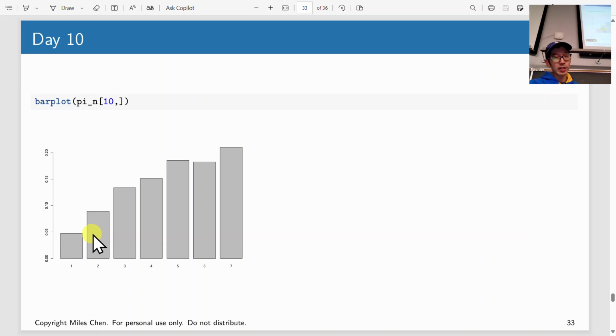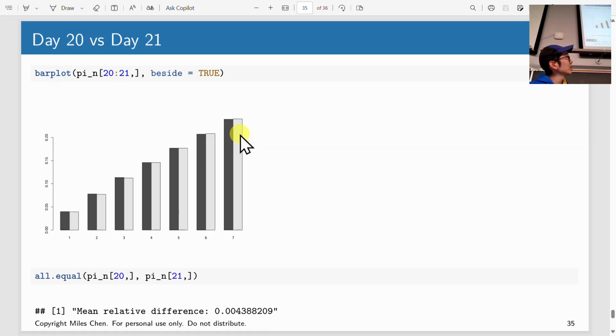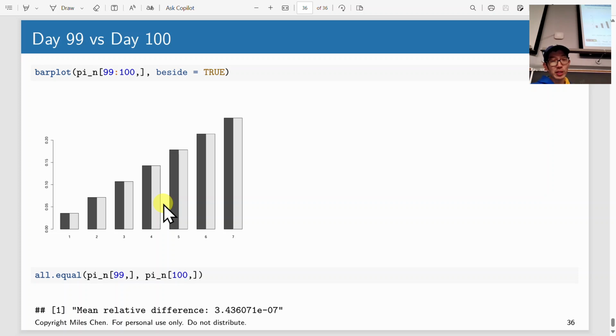And then at day 10, this is what our distribution looks like. Day 10 versus day 11, it's a little bit different, okay? But eventually, here we're at day 20 versus day 21. We get a little bit of difference. Are they all equal? It says no, not quite, a 0.004 difference, a small difference, but it looks like it's staying relatively similar, okay? And then if you say, what about day 99 versus day 100? I'd say at this point, we've reached the stationary distribution, okay?